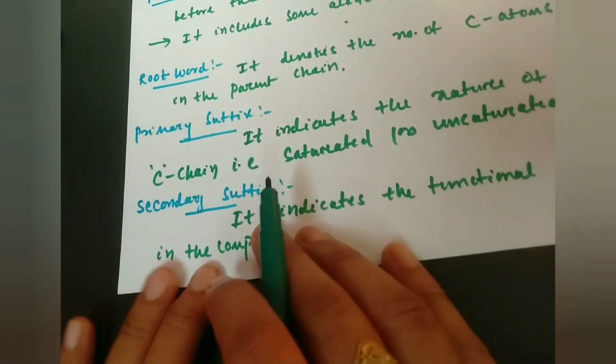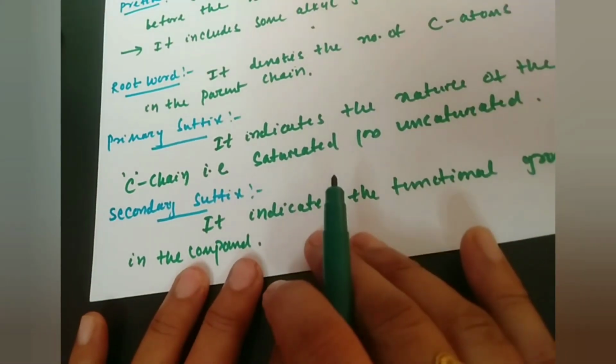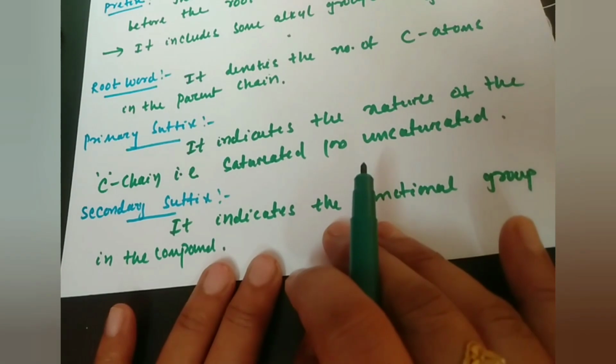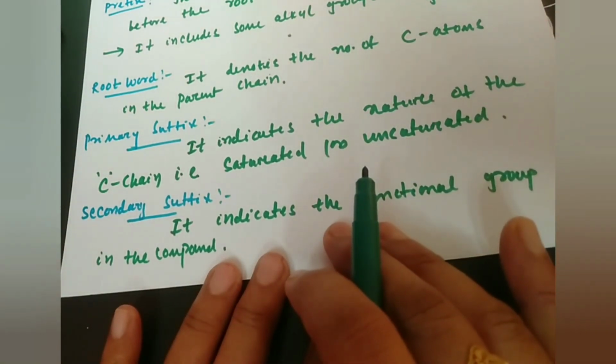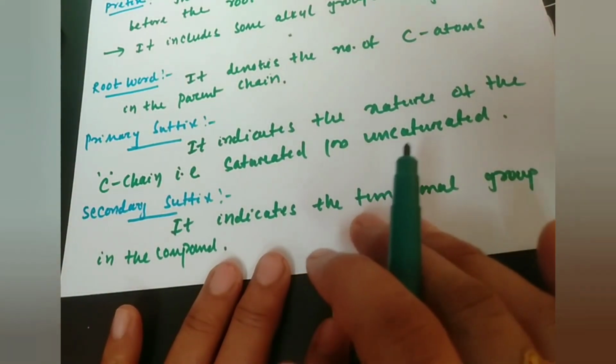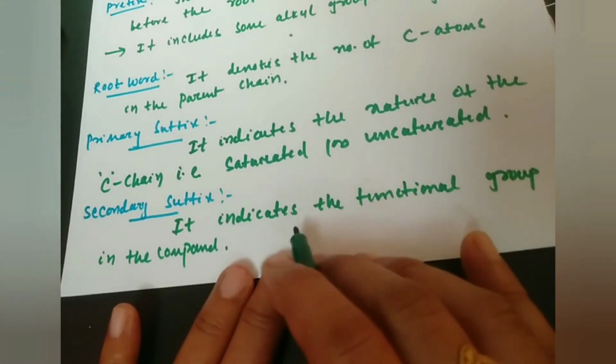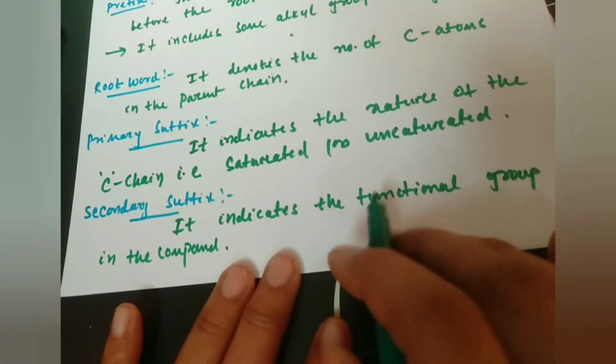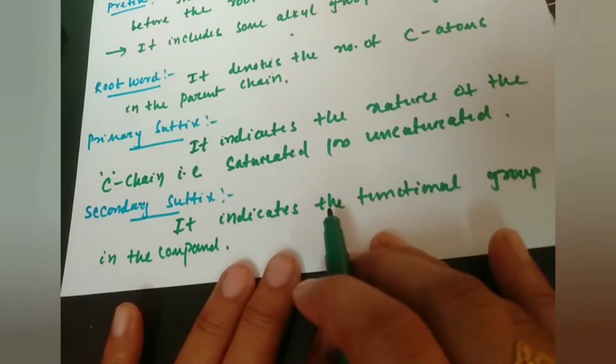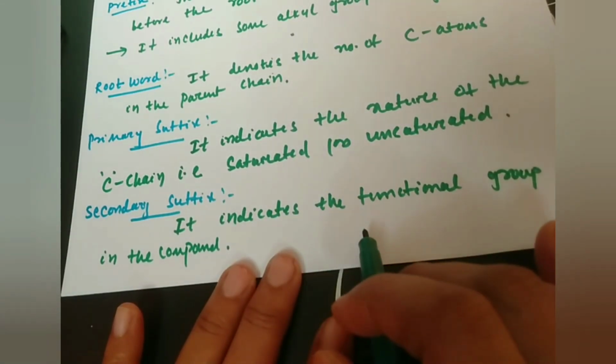Now next is secondary suffix. Secondary suffix indicates the functional groups present in the compound. There are several functional groups, like alcohol, aldehyde, ketone, acid chloride, cyanide. The functional groups in the compound are treated as the secondary suffix. So after the primary suffix, the secondary suffix is used.